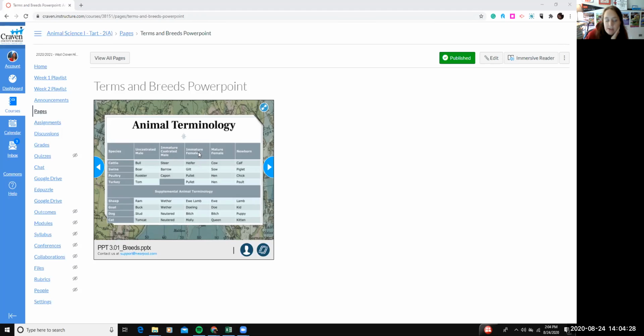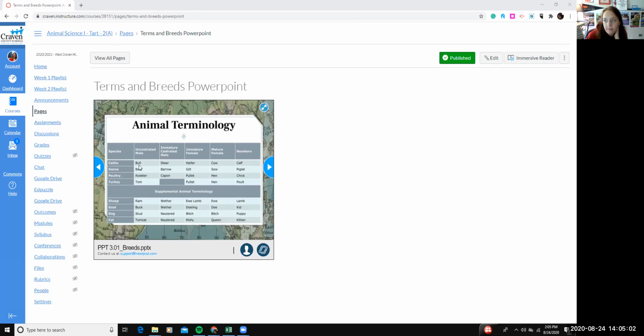And then we have our females. An immature female, like a teenage female that has not had babies, is called a heifer. The key is that they have not had any offspring, so they have not had a baby calf. And then your mature female, a cow that has had babies, is called a cow. And then your newborn is going to be called a calf.